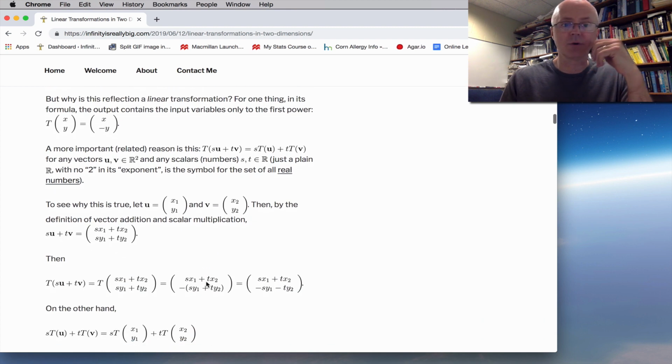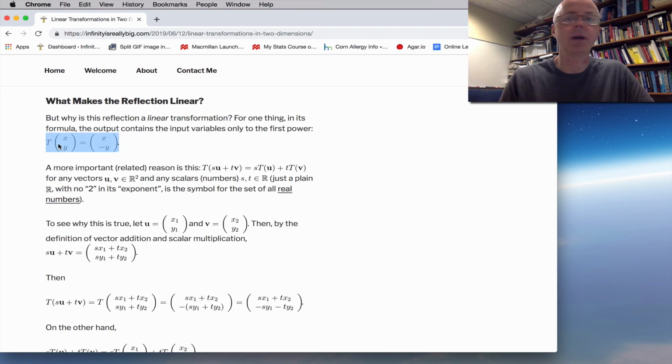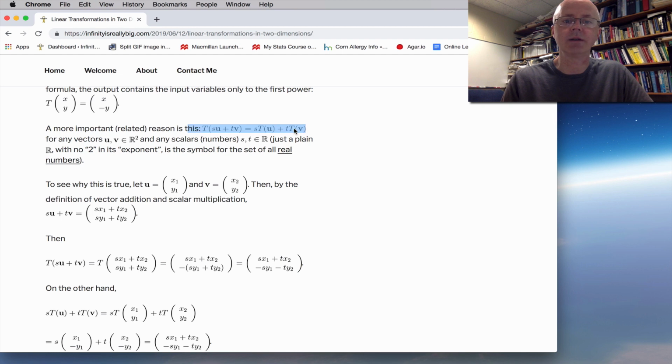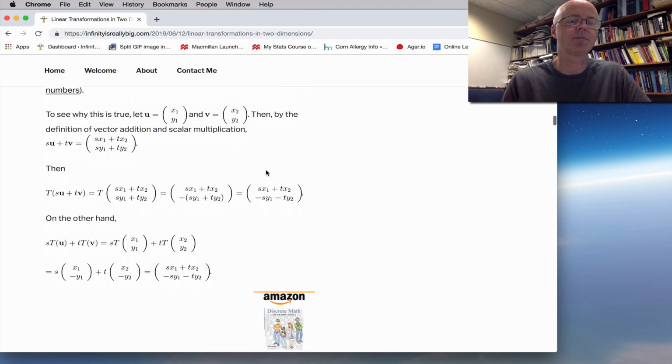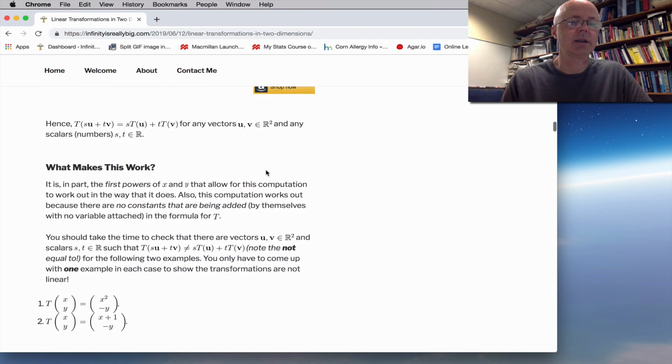To see why this is true, it's just a matter of using the definition of how to add vectors and how to multiply them by scalars, which I did talk about in section 1.2 on vectors, and using the formula for capital T, this formula right up here. And here are the details. The key point is that this vector is the same as this vector in the end. That means this equation right here is true for arbitrary u and v and for arbitrary s and t. Doesn't matter what they are. That's the key for linearity.